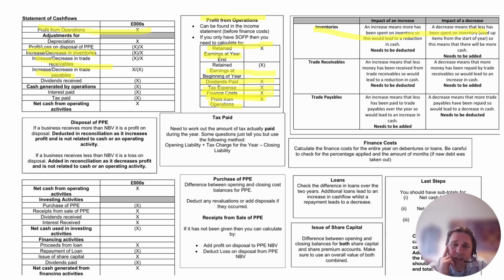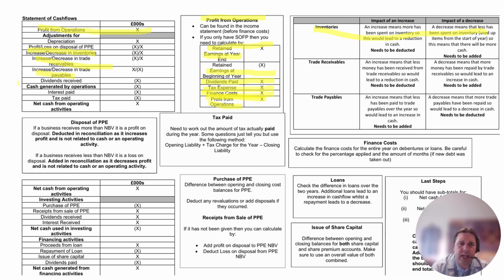So if we've received dividends, they're in the wrong place. Dividends received is an investing activity. So we're removing it from the operating and putting it into investing. So it's increased profit. It is a cash flow, but it needs to be investing.